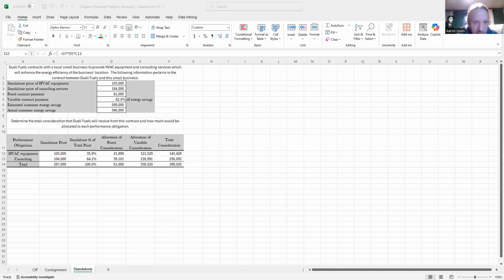But for these two different things, it is certainly plausible that Dual Fuels would recognize the revenues from the HVAC equipment at the time that they sold it, but they're not providing all the consulting services in a day. They're providing it over an entire year in the first year, which means this number might be the revenue that we recognize at the point of sale. But this $256,092 might have to go on the books as unearned consulting revenue and then be recognized periodically over the next year as we are providing the consulting.